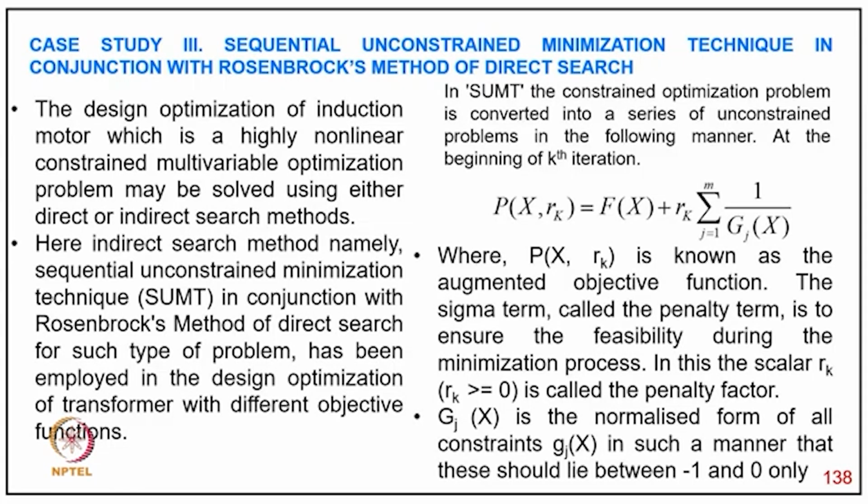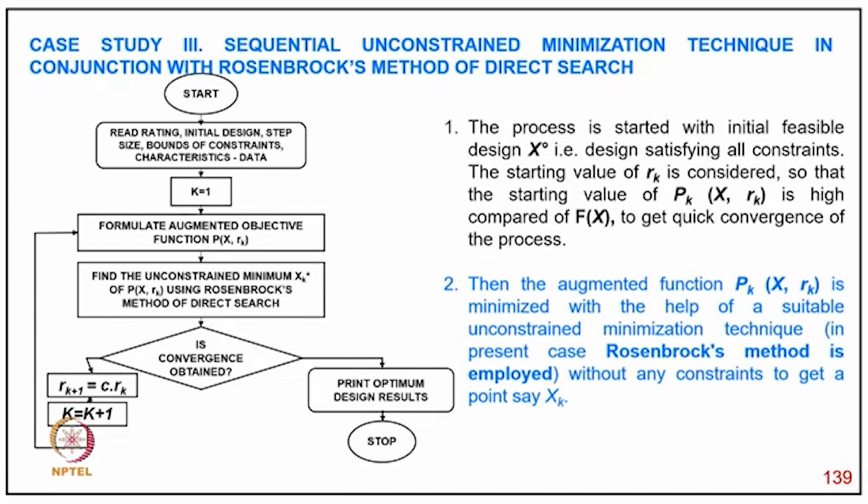-1 to 0. And this is typically the flow chart of this. Read the initial design, step size, boundary of constraint, characteristic data, starting from k, formulate the augmented objective function P(X, R), find the unconstrained minimum of this. Is convergence achieved? If yes, print the optimum design. If no, then you have to change the penalty factor and go on in an iterative manner.